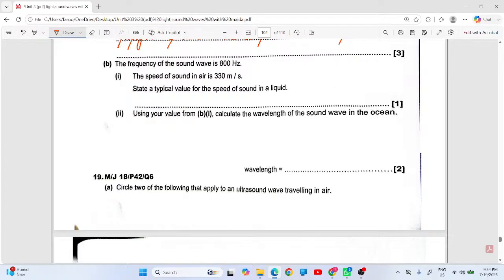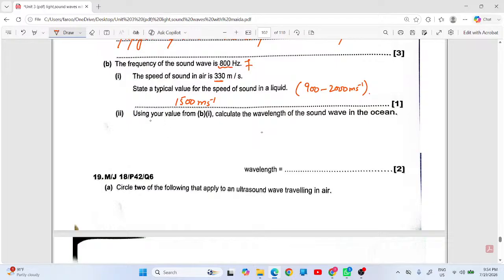The frequency of the sound wave is 800 hertz. The speed of the sound in air is 300 meters per second. State a typical value for the speed of sound in liquid. Children, what is the value in liquid? Sir, 950. We write 950, though it is usually around 1000.